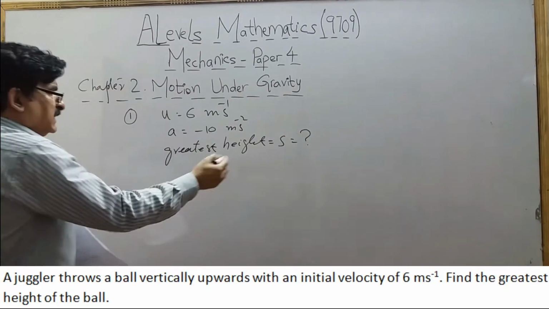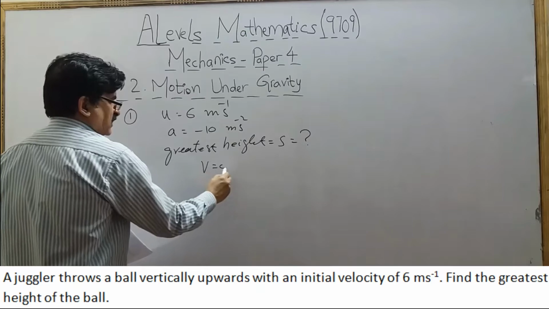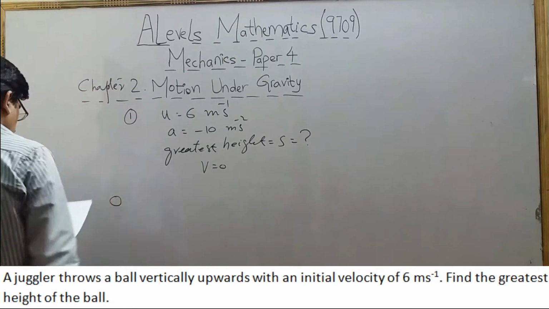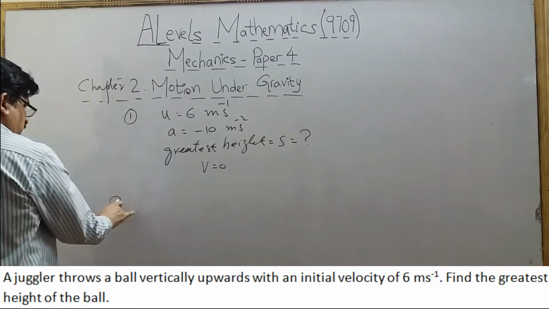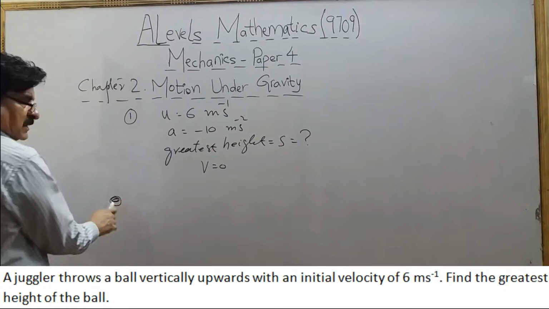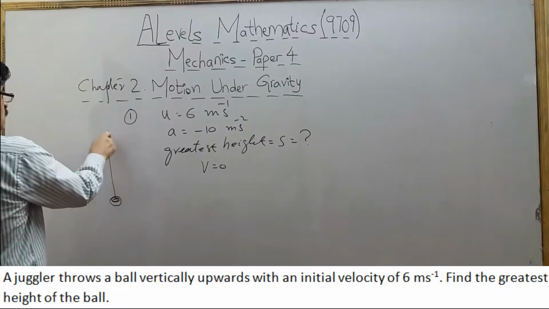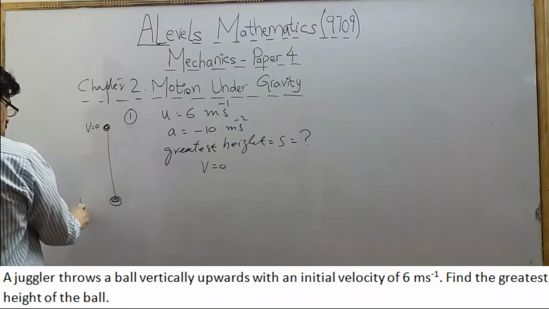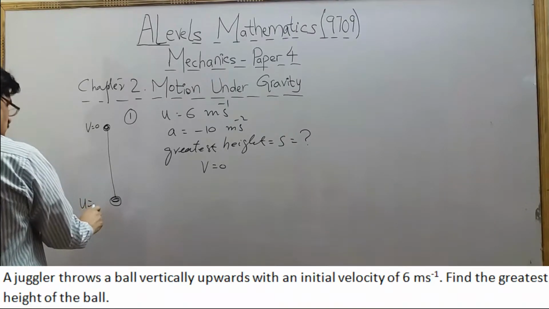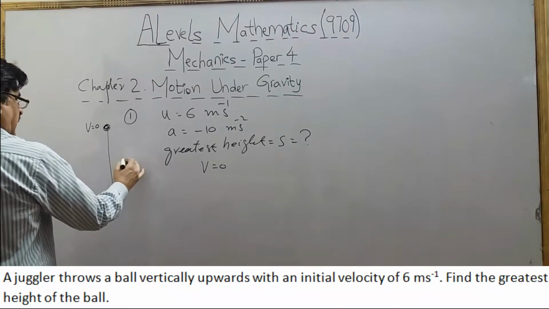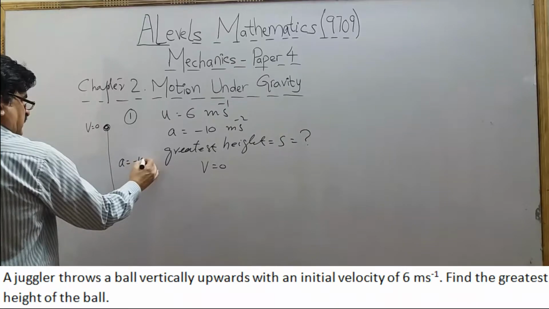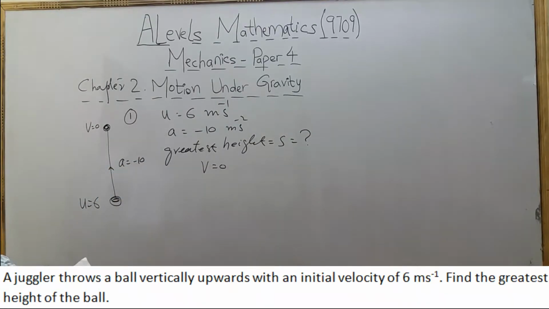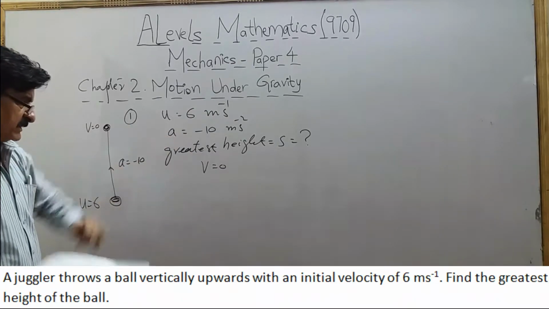And greatest height means v is equal to 0. So if this is a ball, this is the starting point, it will move up to a maximum height where v will become 0. u is 6 and acceleration is minus 10. It is moving upward, so for upward motion, a is minus 10.